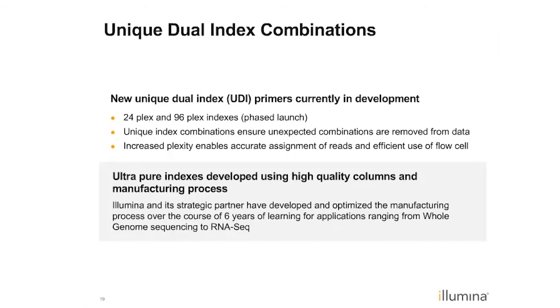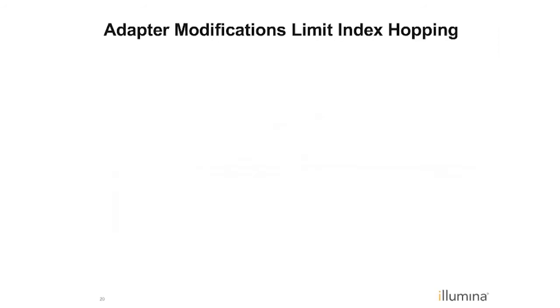This is something we're working on together with a strategic partner, and over the last 6+ years, we've made many different kits for many different applications, from whole genome sequencing to RNA-seq, so we think we have a really good handle on how to make an optimized set. These will be highly purified, highly clean, and ensure absolute 0 levels of index hopping, allowing us to remove all levels of index hopping in our samples.